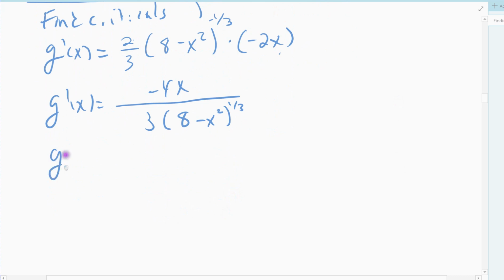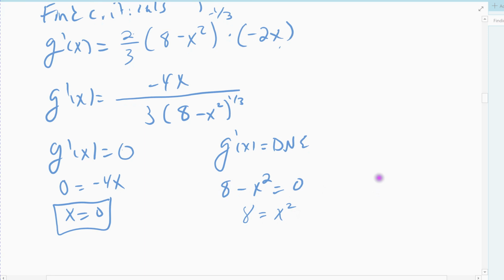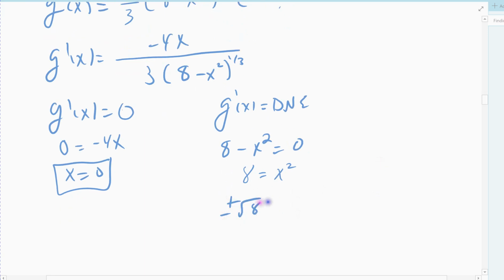That's important because I'm going to get 2 different types of critical values: a 0 critical value and a does not exist critical value. There's a 0 in the numerator and a 0 in the denominator. 4x is 0 only when x is 0, so I have a critical value at 0, which is my endpoint, so it's part of my answer. Does not exist happens when the denominator 8 minus x squared equals 0, so this one I have to do a little work.